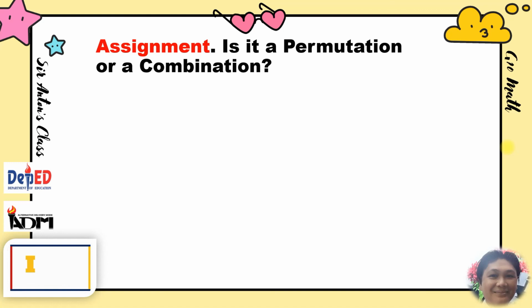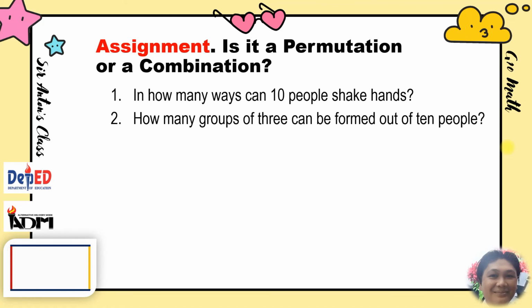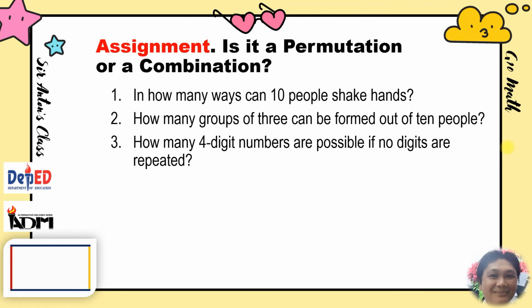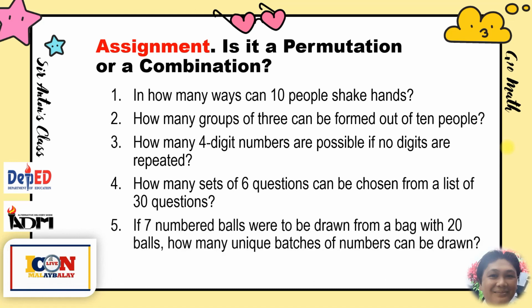Now for the assignment. Please identify whether each statement or question is a permutation or a combination. Number 1, in how many ways can 10 people shake hands? Number 2, how many groups of 3 can be formed out of 10 people? Number 3, how many 4-digit numbers are possible if no digits are repeated? Number 4, how many sets of 6 questions can be chosen from a list of 30 questions? And number 5, if 7 numbered balls were to be drawn from a bag of 20 balls, how many unique batches of numbers can be drawn?